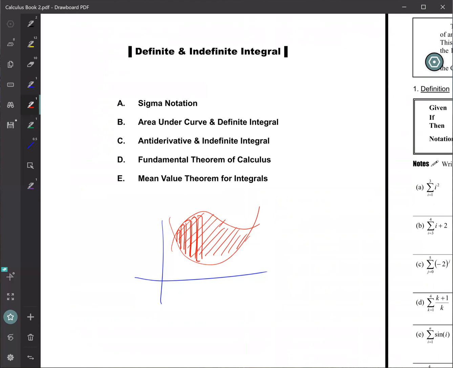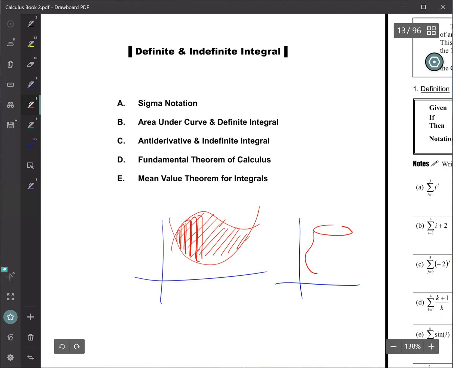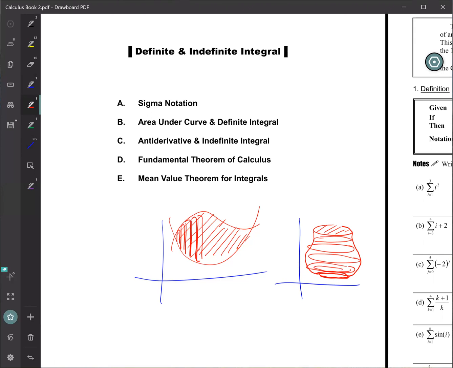And then later on, you'll be able to figure out the volume of a 3D object other than a cube. So maybe something like this shape. Okay, like a vase. You will be able to find the volume of this one. And the idea is to add up a lot of layers of circles. So that gives you a preview of what's going to happen later.